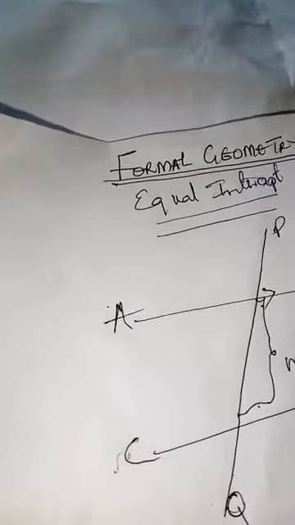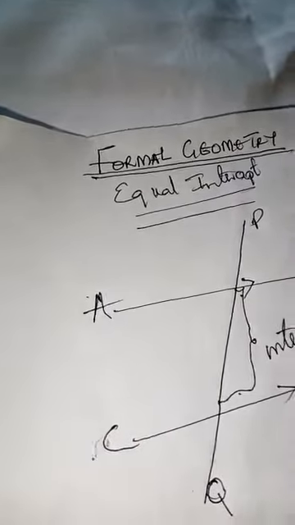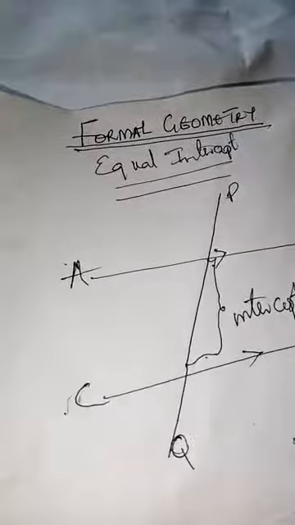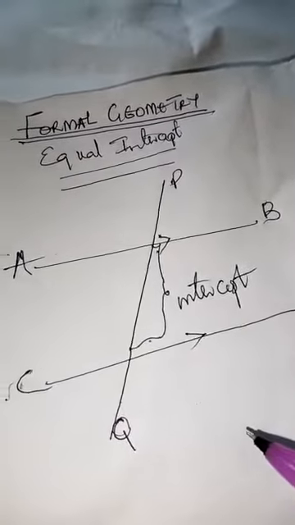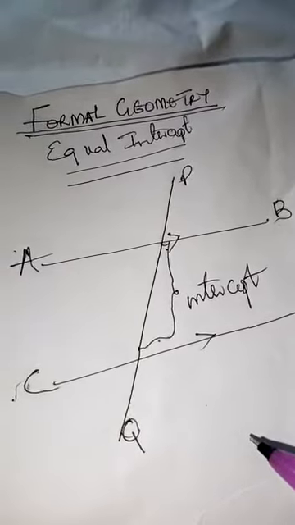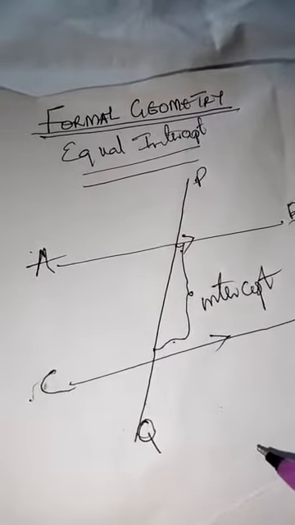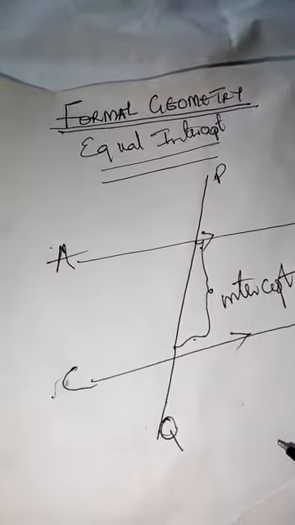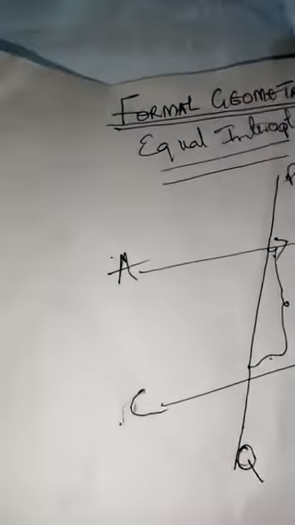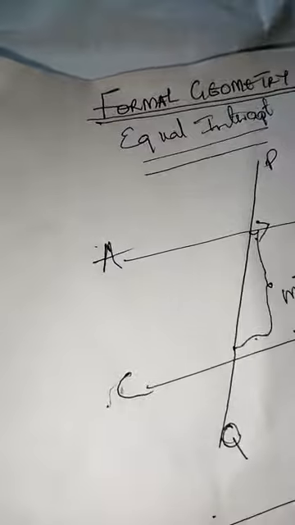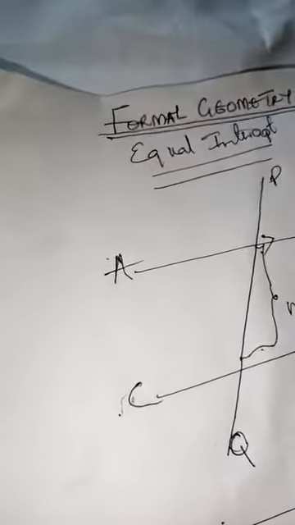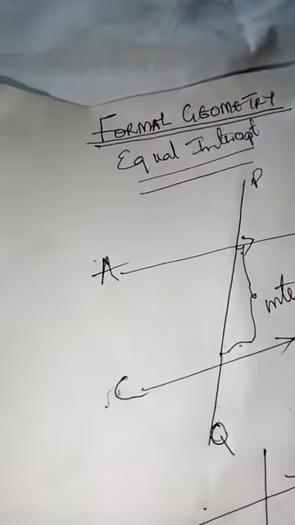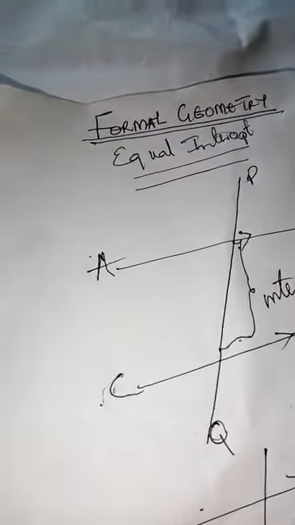So the theorem states that if two or more parallel lines cut off equal intercepts on a transversal, then they cut off equal intercepts on any other transversal. That is, if you're having something like this, I'm having three parallel lines. They are parallel to each other, and I'm having transversals. This is one transversal, another transversal.